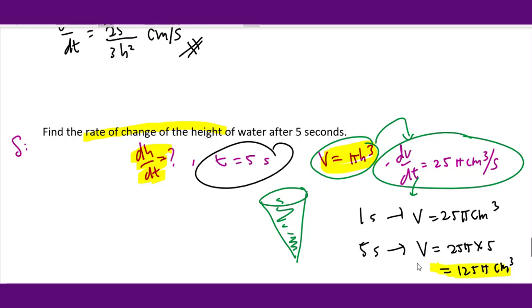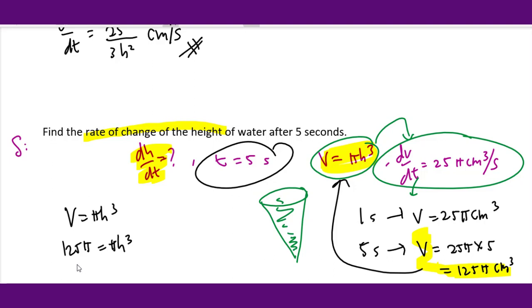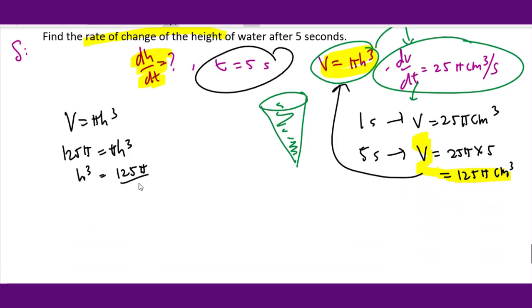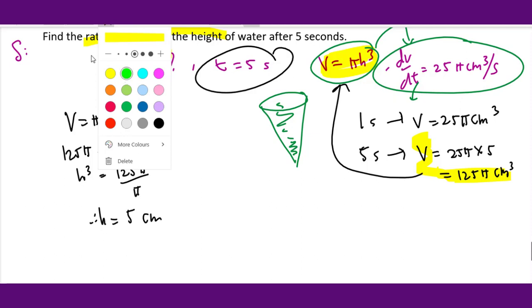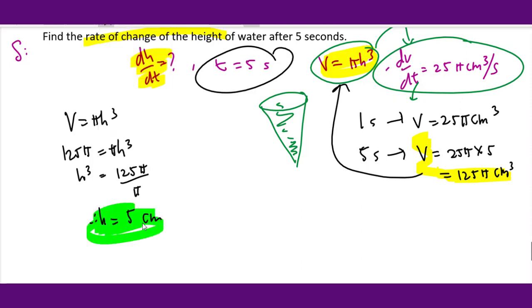So we're using this volume to find h. V is equal to πh³, and V is equal to 125π, so 125π equals πh³. And h³ is equal to 125π over π. Therefore, h is equal to 5 cm. Now 5 cm, substitute here to find dh/dt.